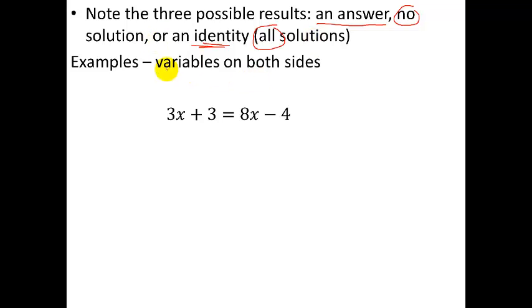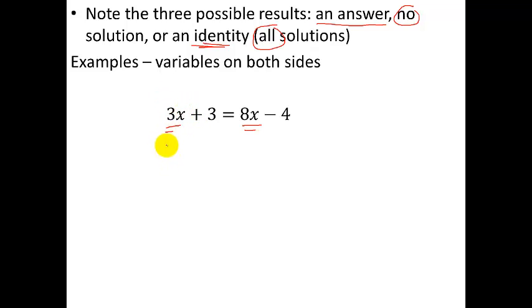Alright, first example, variables on both sides. You see we have a 3x here and an 8x here, so we have variables on both sides. You might be tempted to move all the x's to the left, but just plan ahead a little bit. If we were to move this 8x over to the other side, we'd have to subtract 8x, and we're going to end up with a negative 5x, which is kind of annoying. I don't like negative numbers myself. Whenever possible, I try to avoid them.